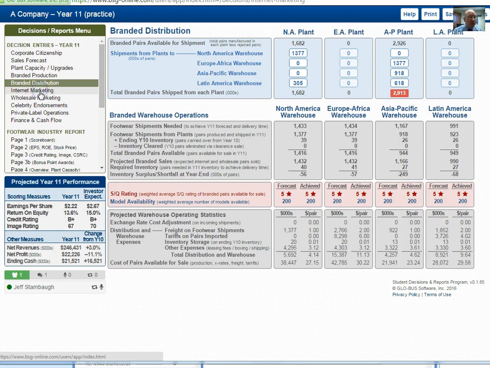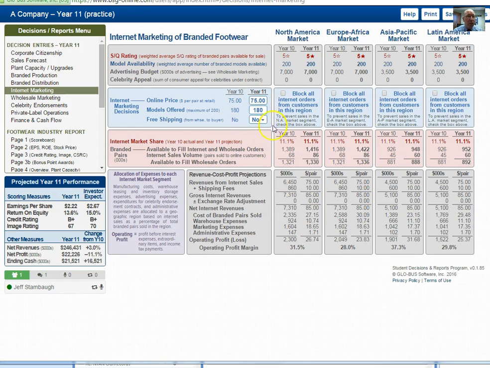On to the internet marketing. Very straightforward tab. All you should be doing here is matching what you put in the sales forecast. Remember the guidance of the 40% rule. Your prices sold online need to be 40% higher than your wholesale prices in that region, or retailers start to go, whoops, not interested in selling your shoes. You're trying to compete with me with online shoes, and I don't like that. So pretty straightforward tab, but something to keep in mind as far as driving conflicts with the retailers.